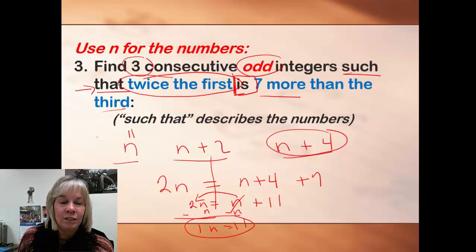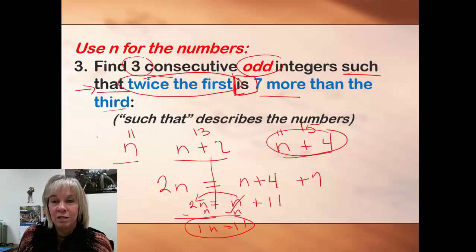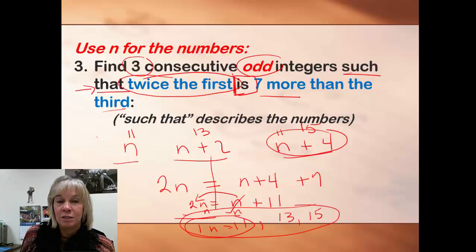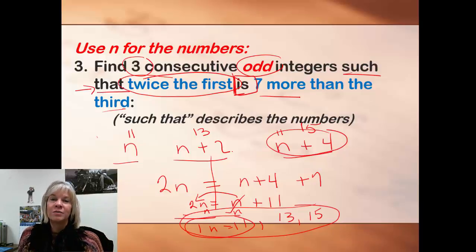If this is 11, what's n plus 2? 11 plus 2 is 13. Now, what's n plus 4? Remember, n is 11. 11 plus 4 is 15. So our 3 numbers are 11, 13, and 15, and that would be our answer right there. One common mistake is to use the 11 to add n plus 2 and n plus 4. So 11 plus 2 and 11 plus 4. All right, go over these, practice them, remember what your keywords mean.